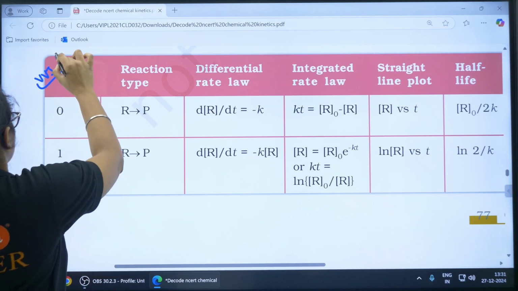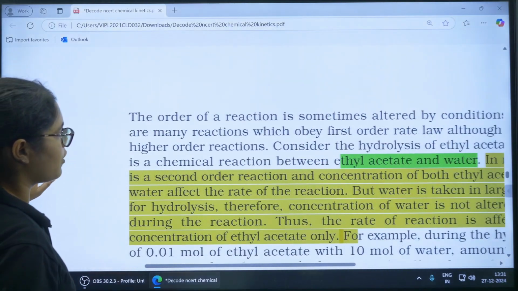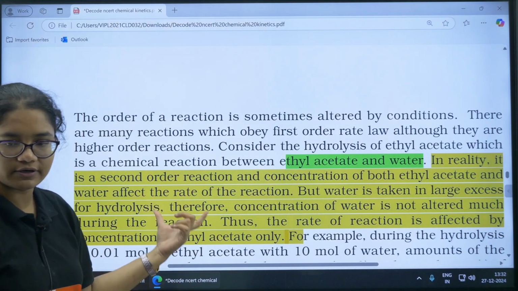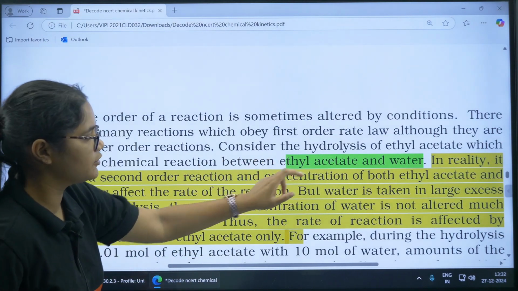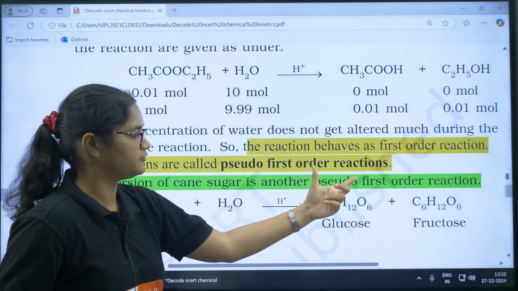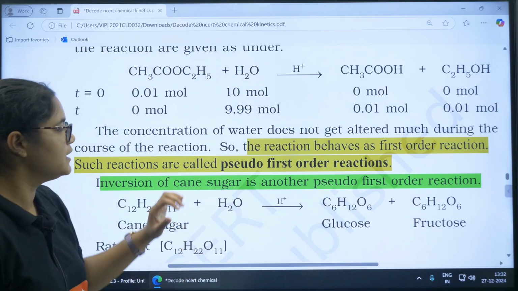Okay, fine. Now moving next, we have the second order, pseudo first order reaction. So what is pseudo first order reaction? This is the definition or an explanation. This is the first example of pseudo first order reaction. Okay, and then you have another example of pseudo first order reaction. So two examples of pseudo first order reaction.